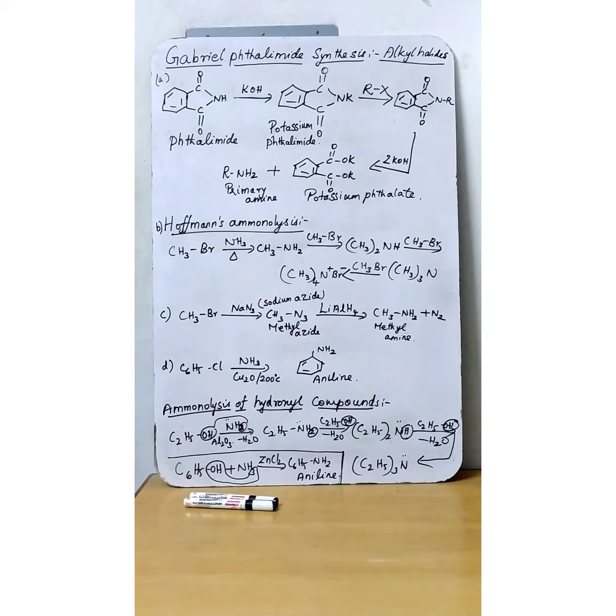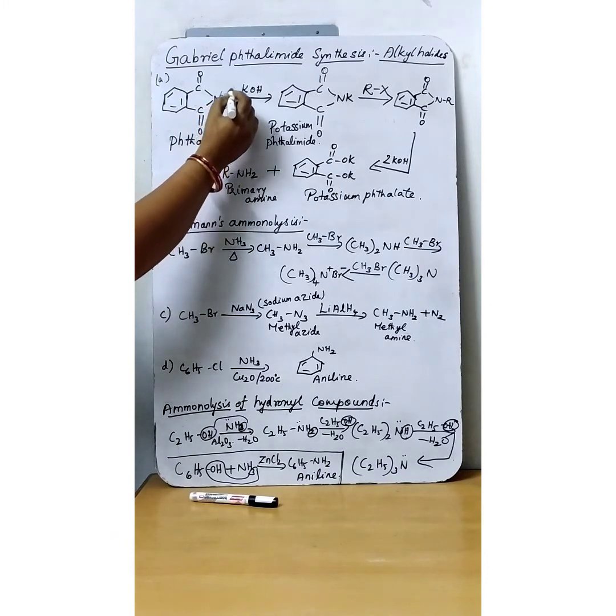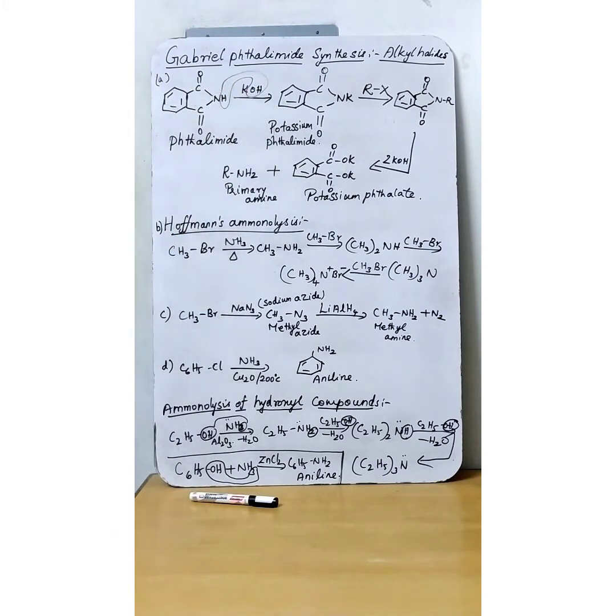Listen step by step. First, phthalimide reacts with potassium hydroxide. This hydrogen and this OH will be removed as a water molecule. Understood? Now what will happen? The balance potassium K will come and attach to this nitrogen. So you will get what as the product? Instead of hydrogen, potassium is there, so the name of this compound is potassium phthalimide.